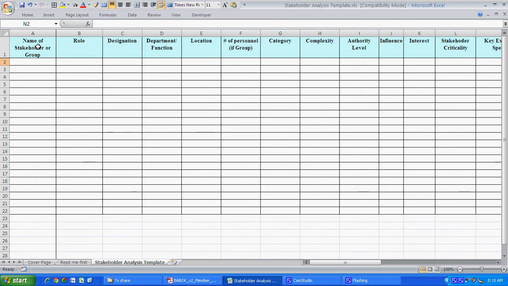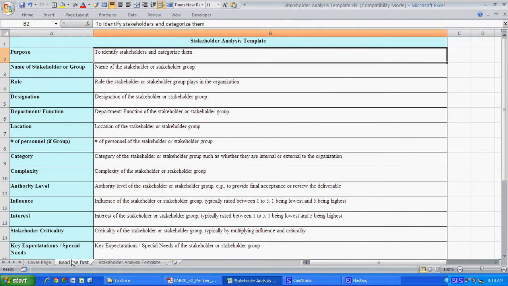It has many columns on top for which we start collecting the details for each and every stakeholder or stakeholder group in the company. So we have prepared a readme first file which will help us to understand these labels. Obviously the purpose of this template is to identify and categorize them. The second column is the name of the stakeholder group, so it's very obvious. The role that the stakeholder group plays in the organization. If it is a particular stakeholder, you may have a designation, or you may also indicate them as department or function in the organization. The location of the stakeholder group.